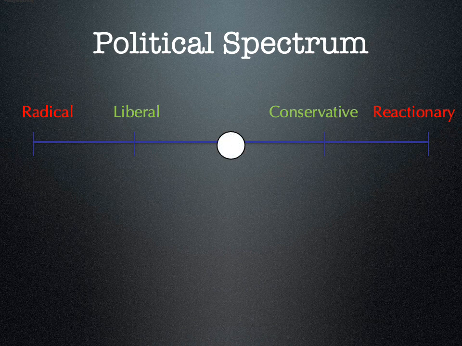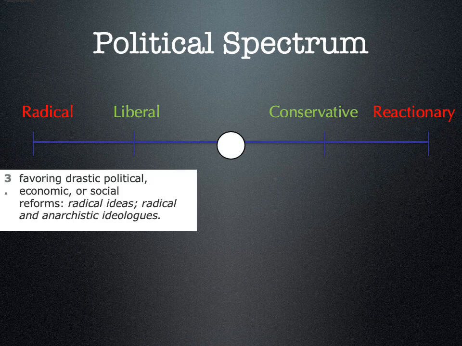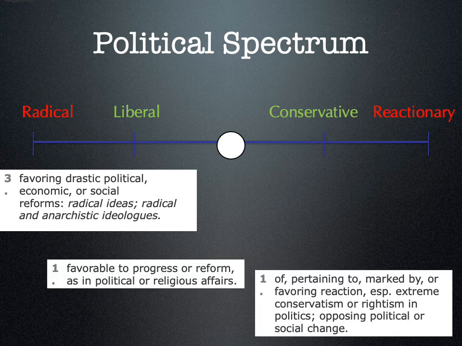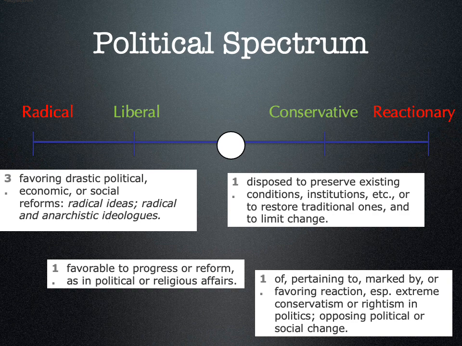And then my favorite thing, the center. Right here, little white circle in the middle. Now, you're going to see a couple of definitions pop up. Leave it on there for just a second so you can see those. But as you can see, radical is to the left of liberal. Reactionary is to the right of conservative. So don't think we're getting too far into those camps, but we're all going to be a little left and a little right of center.